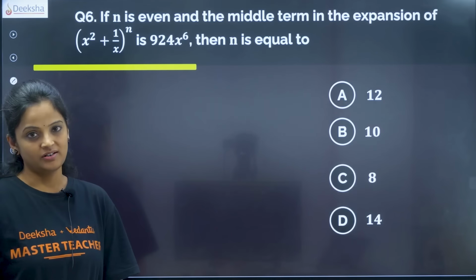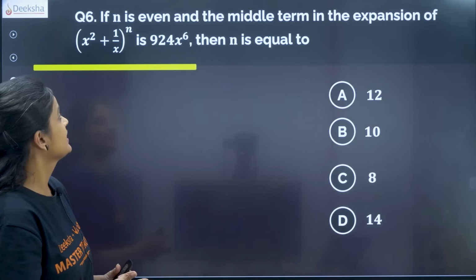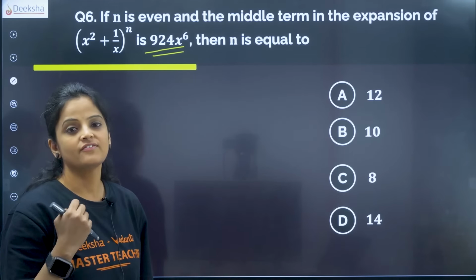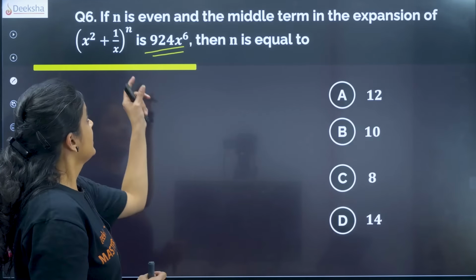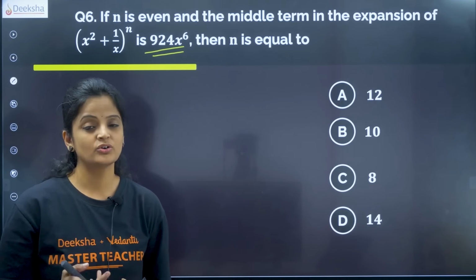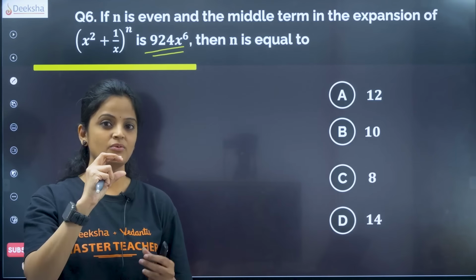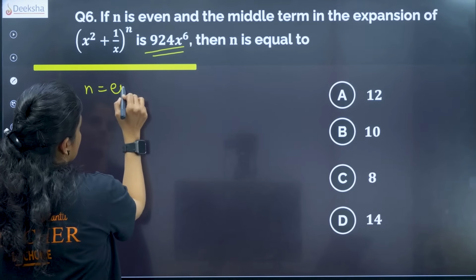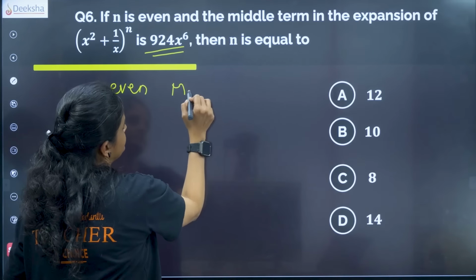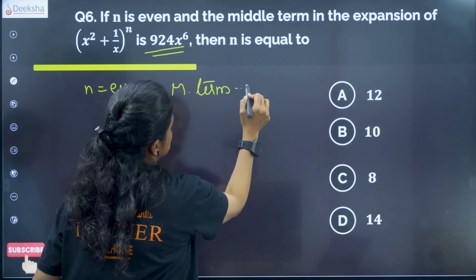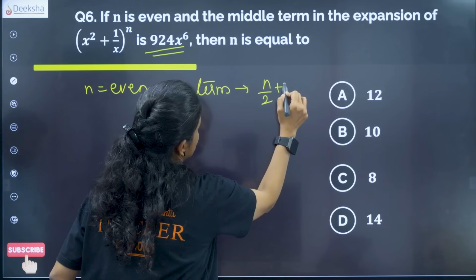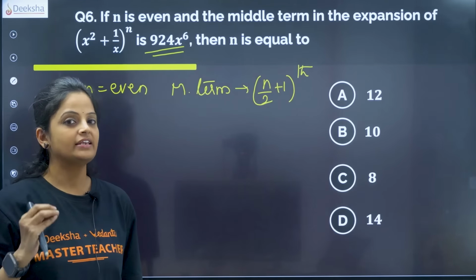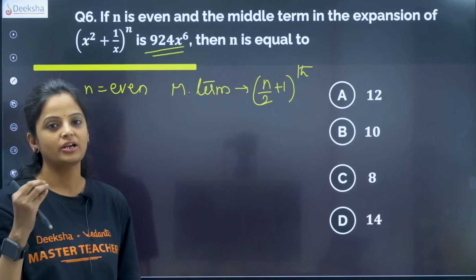If n is even, okay, and the middle term in the expansion of so and so is given as this one, then what is the value of n is the question. They have not given the power. That is only the twist here. If they give the power, we'll know what to take. If they give n as even, the middle term has to be the n by 2 plus 1th term. You should know this. Okay, if n is even, then the middle term will be n by 2 plus 1.